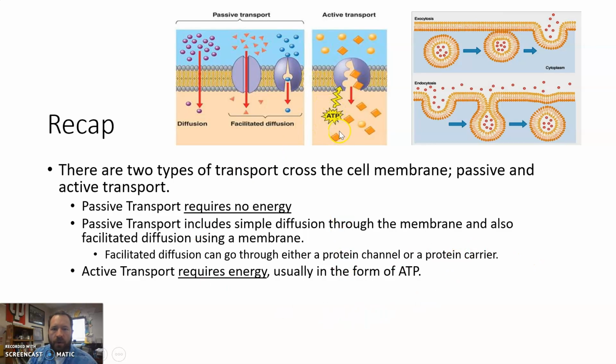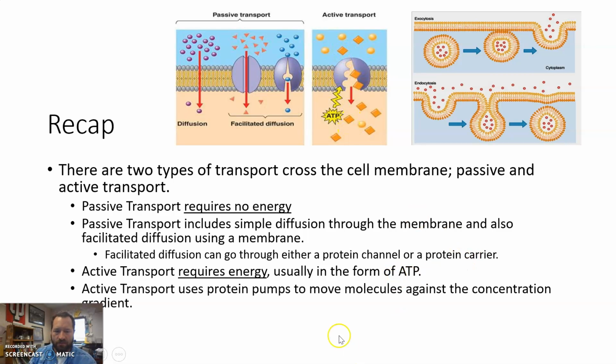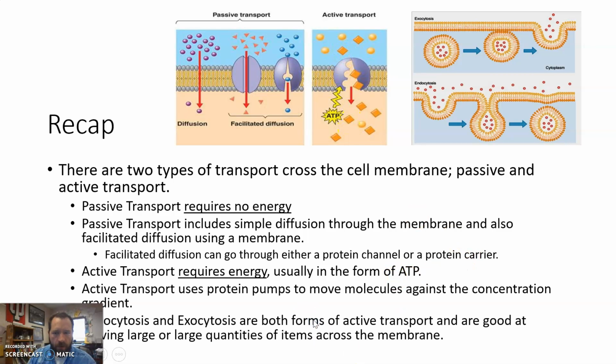And you're also moving molecules from low concentration to high concentration. So the squares are of high concentration down here, low concentration up here, but we're moving against the concentration gradient. And then finally, we talked about endocytosis and exocytosis today. That's where we move large amounts of molecules, or large molecules themselves, either out of the cell, here's exocytosis, or into the cell, the endocytosis.